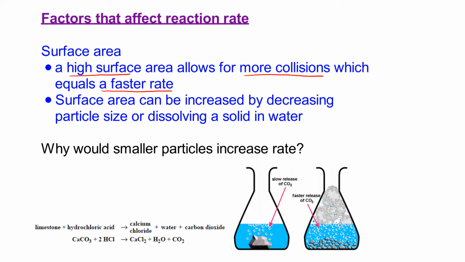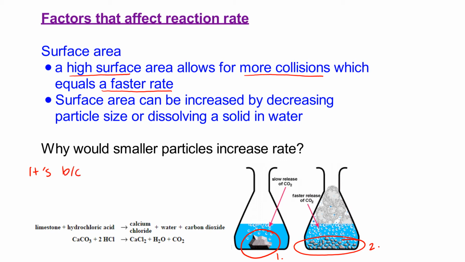So think about that as we see it here in the image at the bottom. We see a whole piece of calcium chloride versus many little pieces of calcium chloride. So between steps 1 and 2, we've increased the surface area by breaking down that big chunk of calcium chloride into many smaller pieces. So why would small particles increase rate?